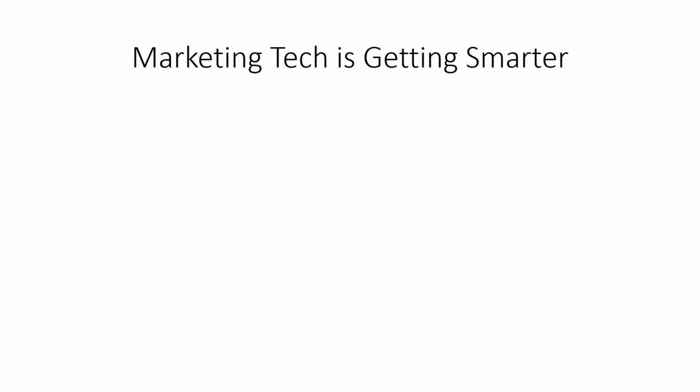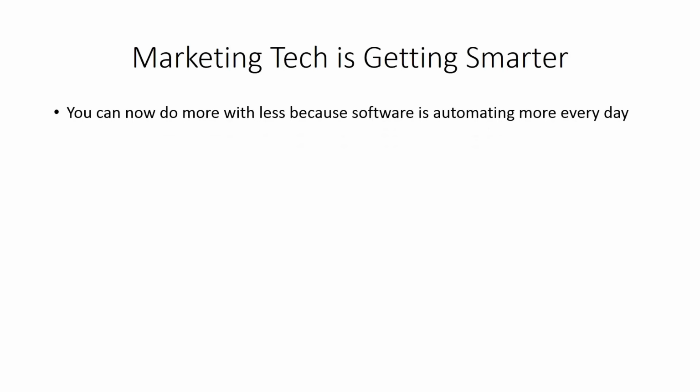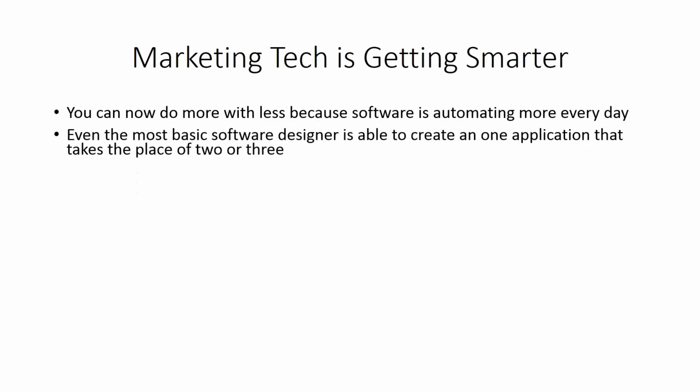One of the things you probably realize is that marketing technology, whether you are an online marketer or a brick and mortar business owner, is now getting smarter every single day. You can now do more with less because software is automating more of what we do, right? Even the most basic software designer is now able to create one application that takes the place of two or three that used to do the same job. How many of you have found that?